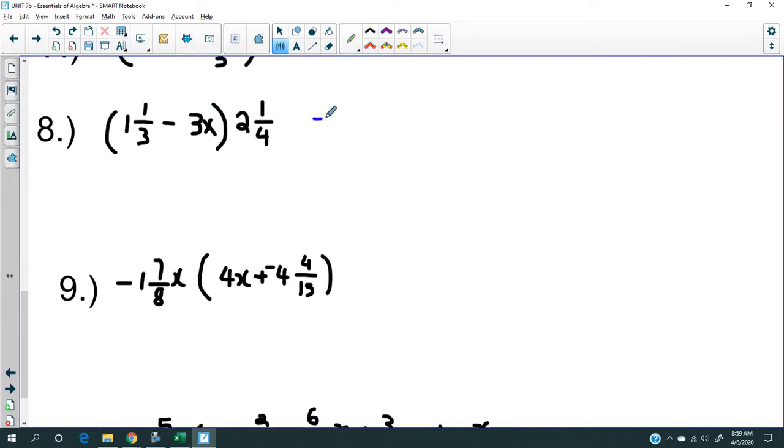So that doesn't mean you can't distribute though. So I'm going to rewrite it for you. All you have to do is put it in the front. Now, some of you might say, Mr. Ring, why is it okay for me to put the number in the front?